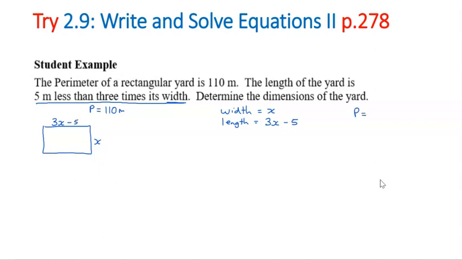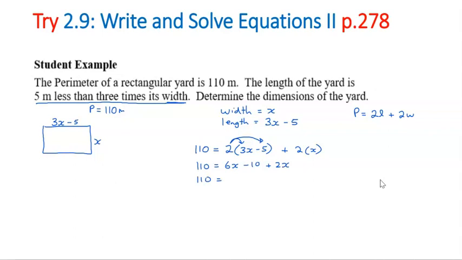Again, we're going to use our formula. Perimeter is equal to 2 times the length plus 2 times the width. I suppose you could also add them double, so 2 of the lengths plus 2 of the widths. You could do it that way as well. But I'm going to start to put in my numbers. 110 for perimeter is equal to 2 times 3x minus 5, plus 2 times x, and again we need to distribute like we did in the previous example. 110 is equal to 6x minus 10 plus 2x.